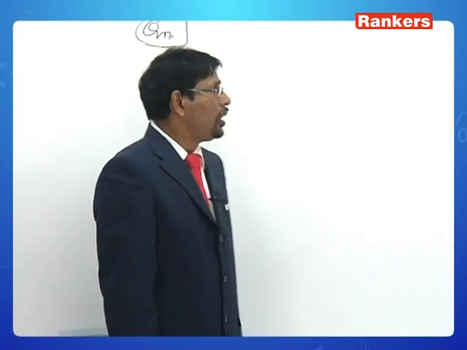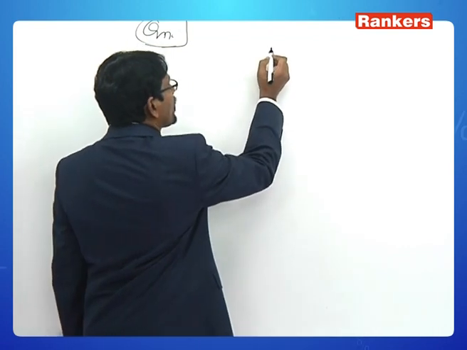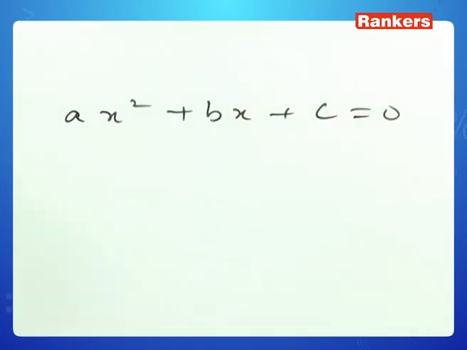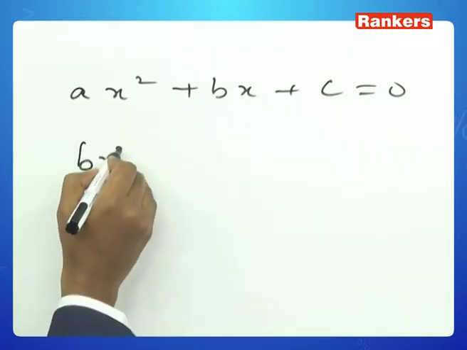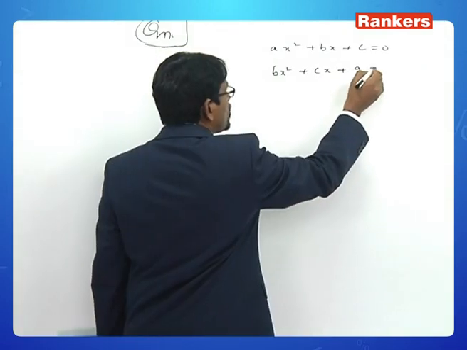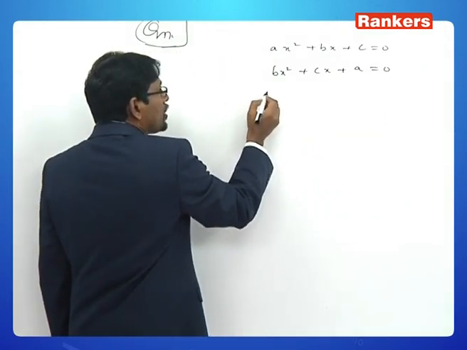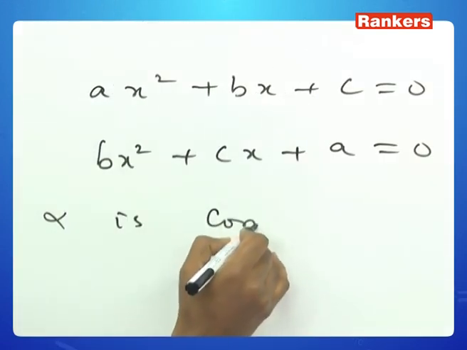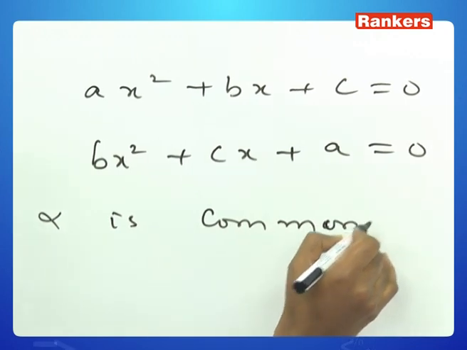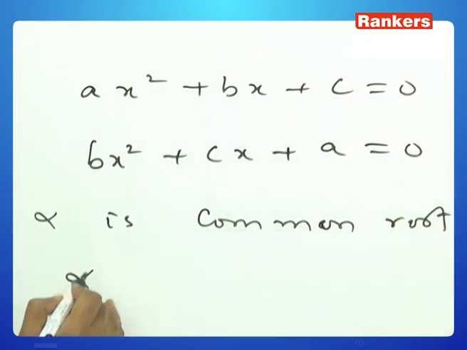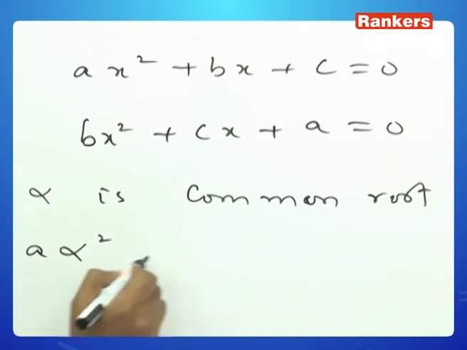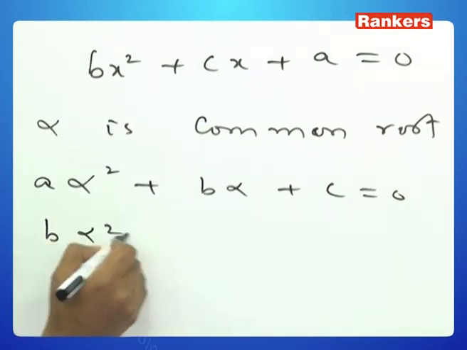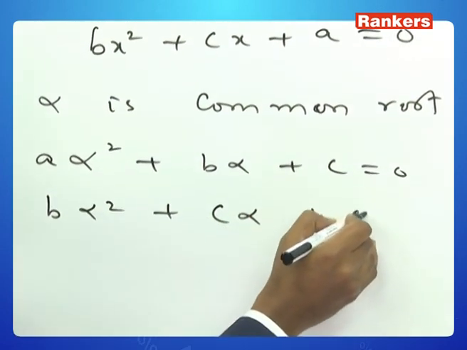Let's see, what is the condition for common roots? I have two equations, ax square plus bx plus c equal to 0 and bx square plus cx plus a equal to 0 here. These are the two quadratic equations. Suppose alpha is a common root. So we have a alpha square plus b alpha plus c equal to 0 and b alpha square plus c alpha plus a is equal to 0.